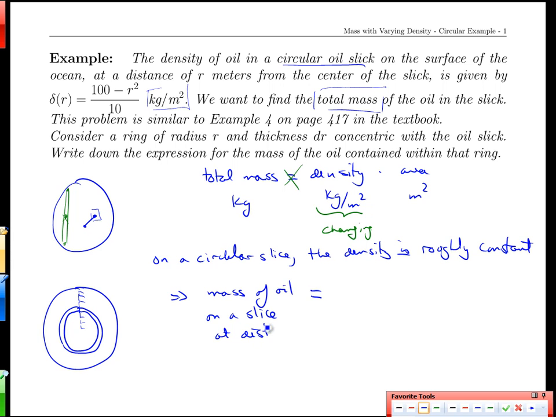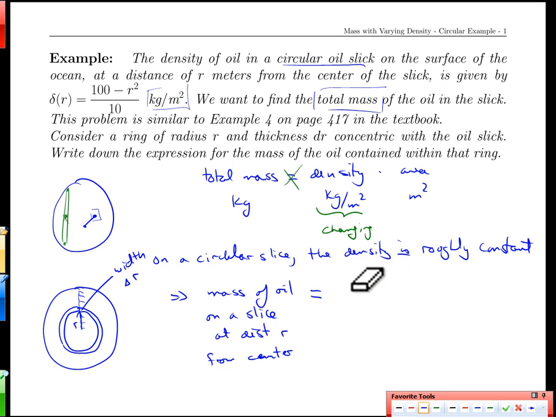We'll get a little more formal here. The mass of oil on a slice at distance r from the center. So this is our arbitrary cut that we've used in other examples. We've got the distance r from the center, and unsurprisingly, the width of this slice is going to be delta r, so a very small change in radius. And on that ribbon, those are all points that are the same distance away, that would all then have the same r, so the same density, or close to the same density.